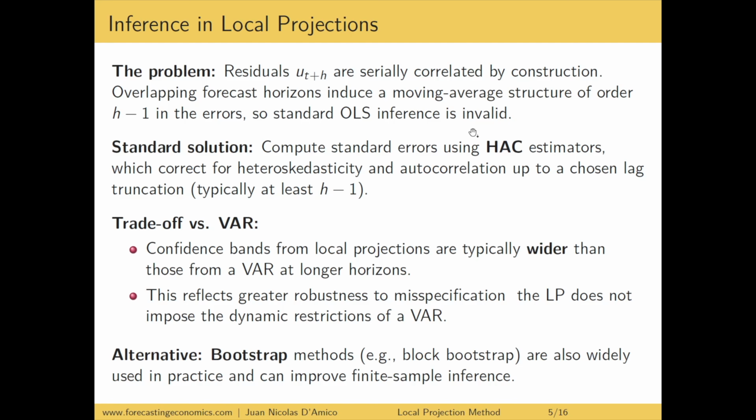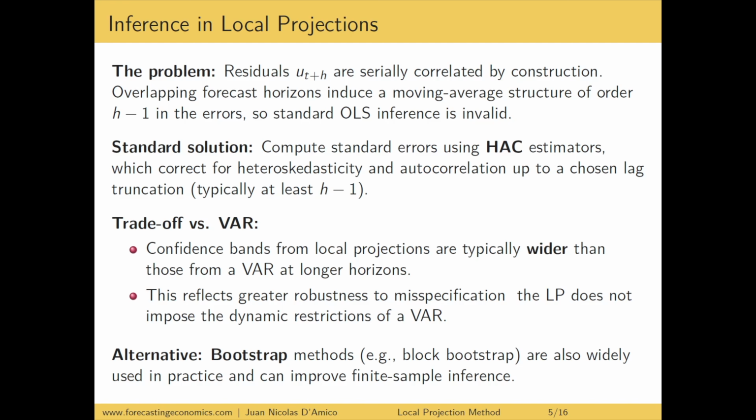So there's a standard solution used by Jorda in the local projection method, that is to compute standard errors using heteroscedasticity and autocorrelation consistent estimators. This is going to correct for heteroscedasticity and autocorrelation up to a chosen lag truncation that is typically at least h-1. This is going to correct for serial correlation in the residuals. It's going to give valid confidence intervals for the impulse response function. So sometimes what happens without this is that the statistics and the confidence bands are usually too optimistic. They are going to be biased.